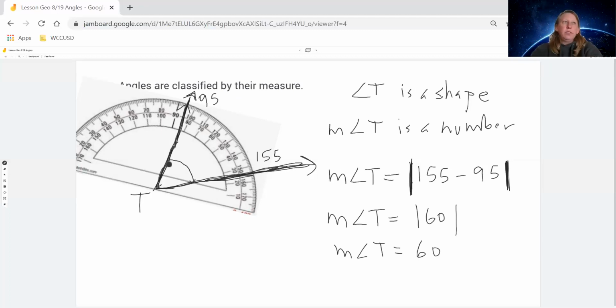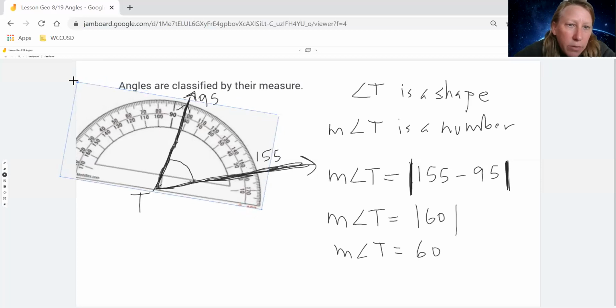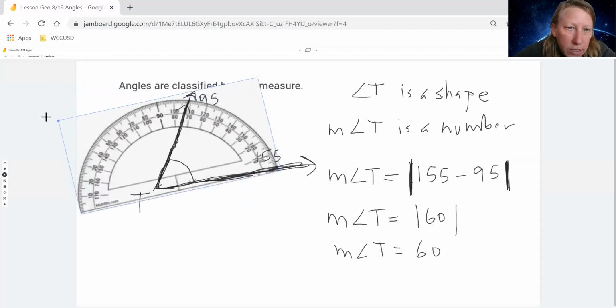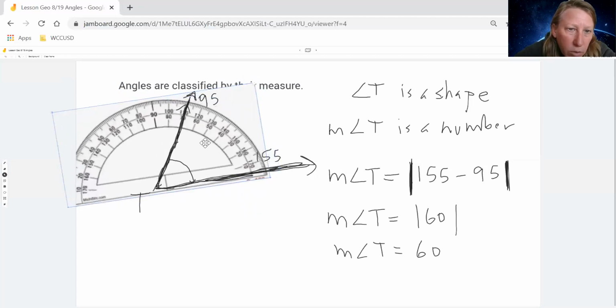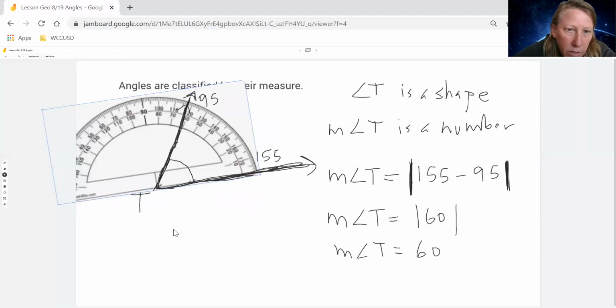This is called the protractor postulate. You can slap a protractor onto an angle, and you can use the numbers on the protractor to tell you how big the angle is. Now, if you are better at using a protractor, you would not slap it right there. What you would do is adjust it so that the bottom of the protractor lines up with one of your sides. And what that does is it makes it easier. You no longer have to do a subtraction problem because one of your numbers is 0. Okay, so let me adjust this just a little bit more.